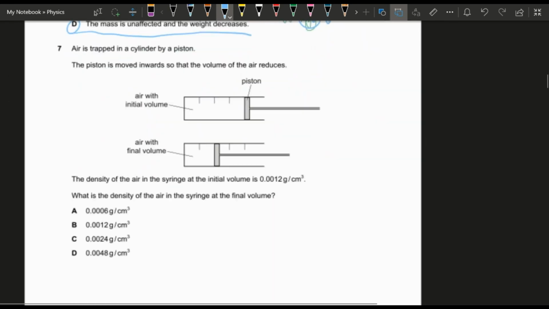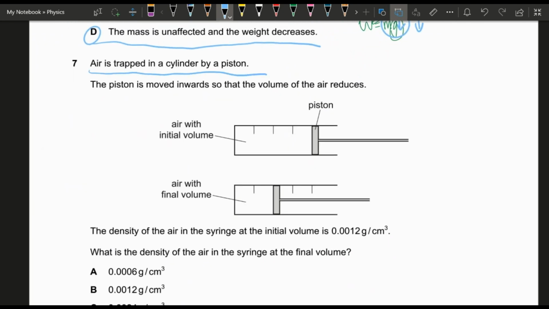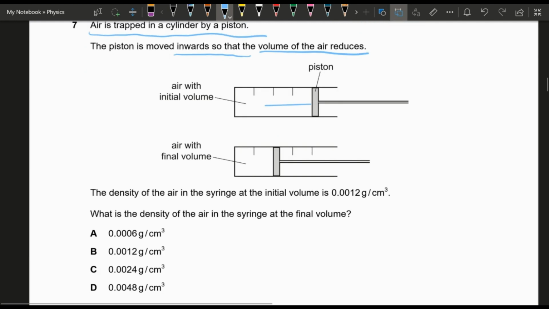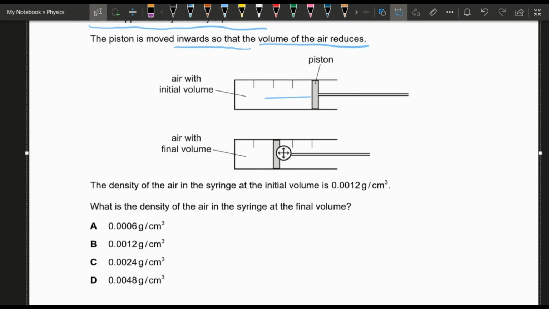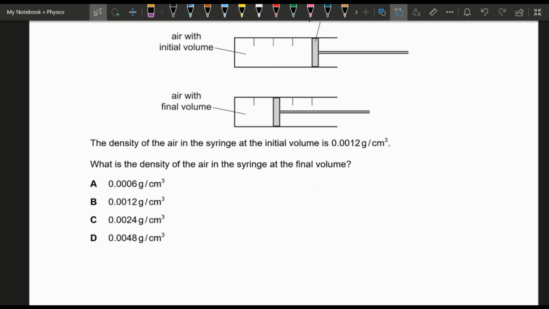Okay, question number 7. Air is trapped in a cylinder by a piston. The piston is moved inwards so that the volume of the air reduces. So obviously you know that when we move it inside, the volume will decrease. Air with initial volume, air with final volume, right? So the density of the air in the syringe at the initial volume is this. So this is the density.